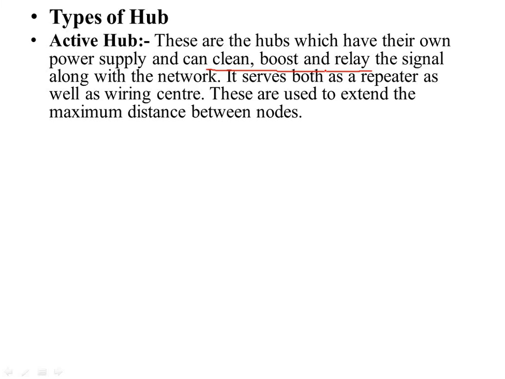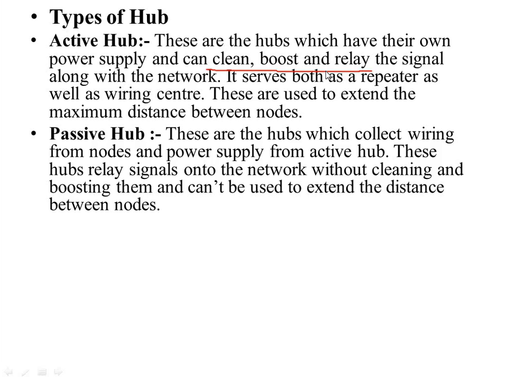That means it has its own power supply, it cleans the signal, it boosts the signal and it relays the signal. The second is a passive hub. The passive hub doesn't have its own power supply, so it takes the power supply from the active hub, and it simply relays the signal without cleaning and boosting. That's why it is called a passive hub. It cannot do anything on its own. It simply does the task of a mediator. It simply takes and forwards it to the next one. That's why it is called a passive hub.